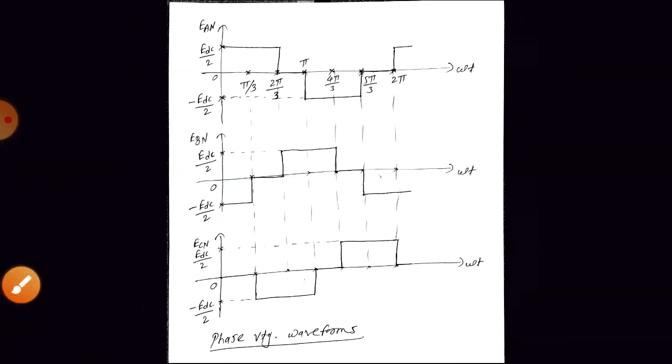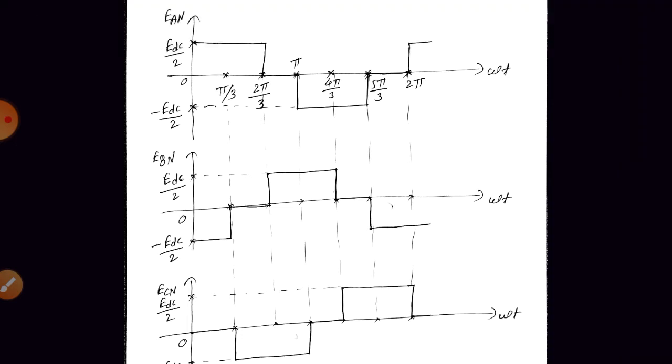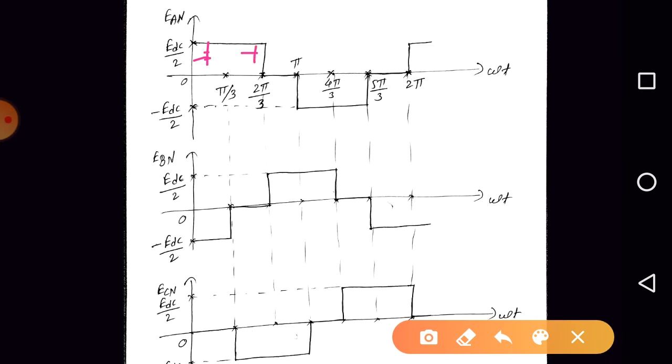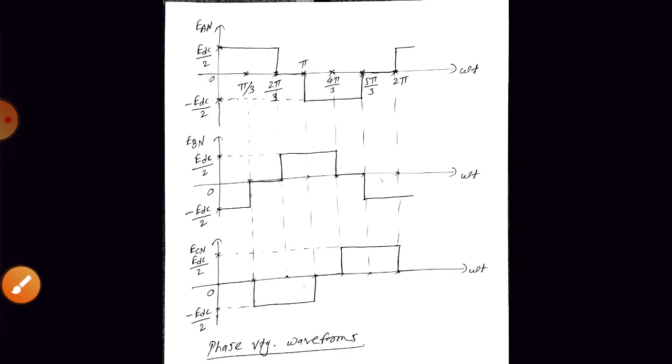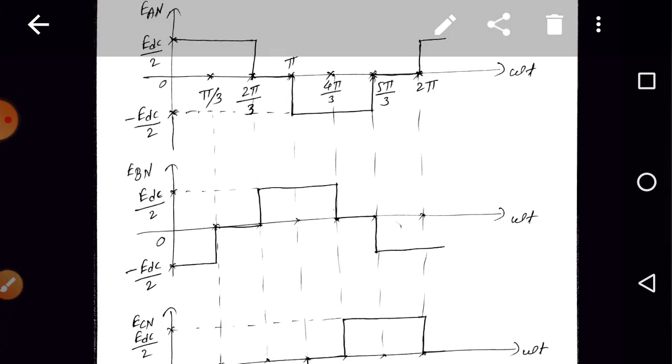Next, let us check whether it is a sinusoidal waveform. No, right? We can check whether it is a balanced one or not. If you check EAN, after omega t is equal to 0, we are having plus EDC by 2, plus EDC by 2 and 0, this type of sequence. If we check after two intervals, EBN is plus EDC by 2, plus EDC by 2 and 0. So can we say that EBN is lagging EAN by two intervals, that is 120 degree, right? Similarly, we can check for EBN and ECN, and so on. So we are having the 120 degree phase displacement between the phase voltages.